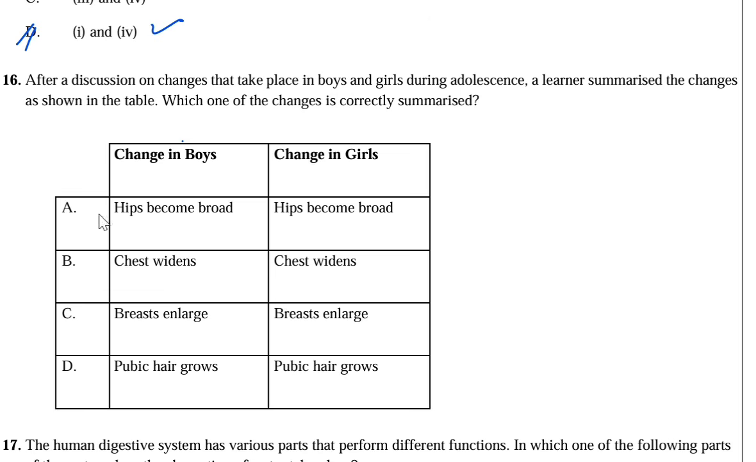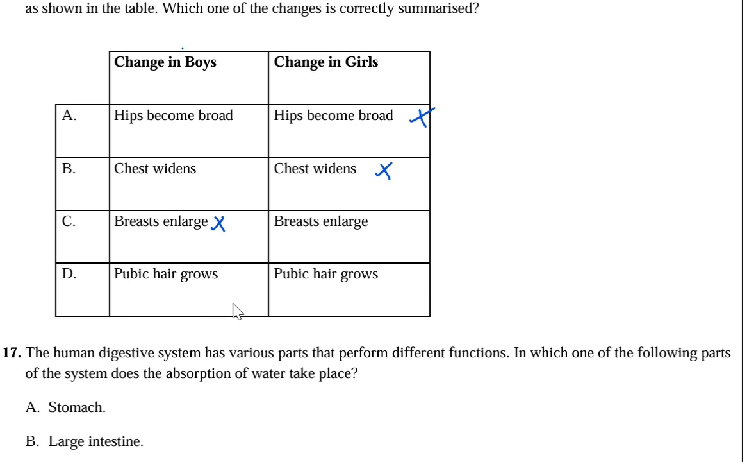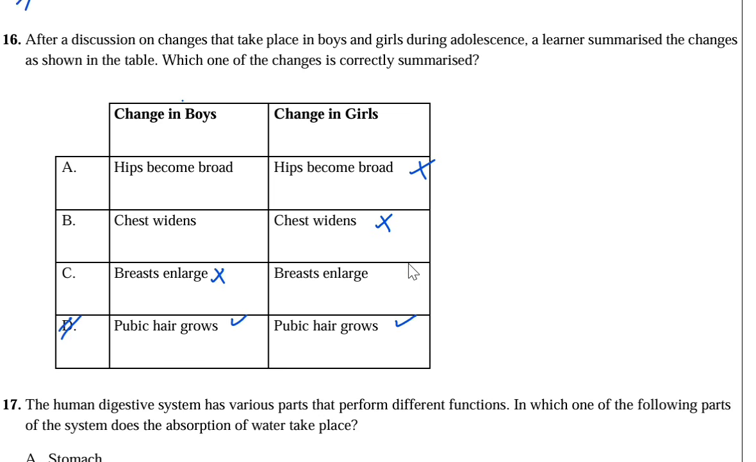So A, hips become broad. That is not true for boys, and therefore A is incorrect. Boys' chest widens, that is true. Girls' chest widens, that is not true for girls. We go to C. Breasts enlarge, that is in boys, that is not true. And therefore the correct option is D. Pubic hair grows, that is for boys. But also for girls, pubic hair grows. So the correct option is D.